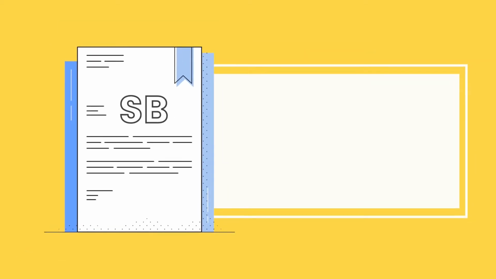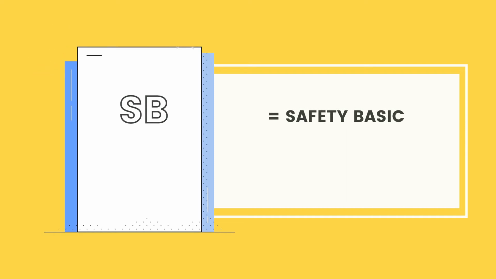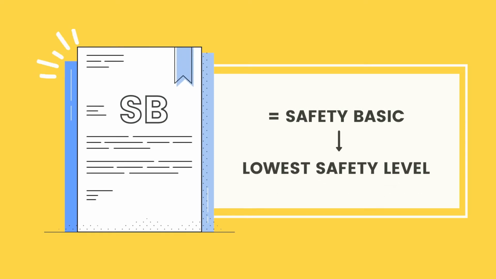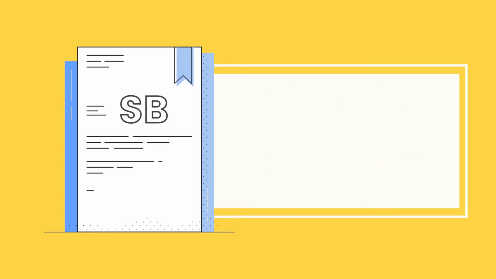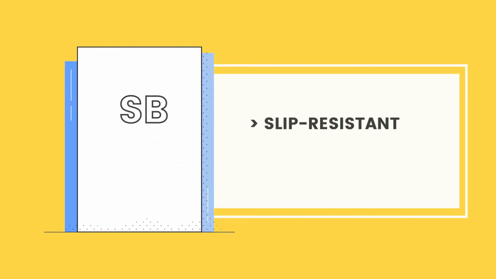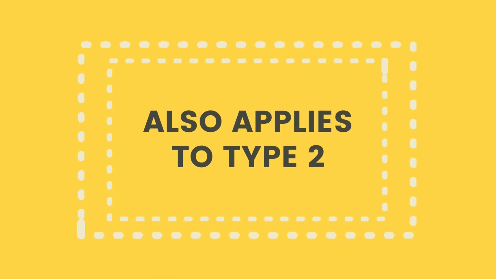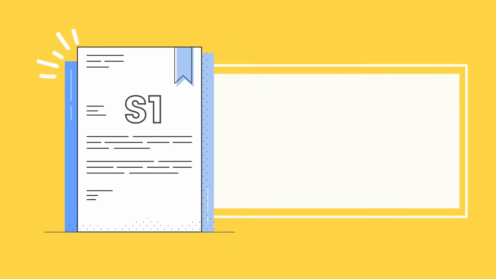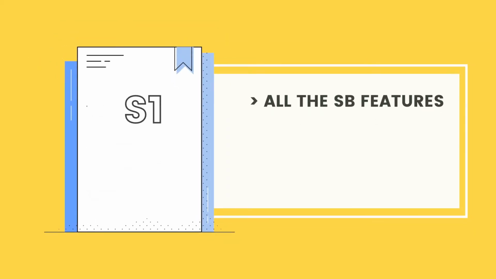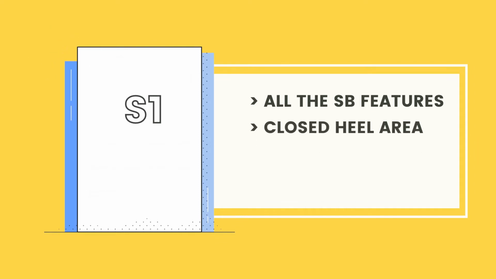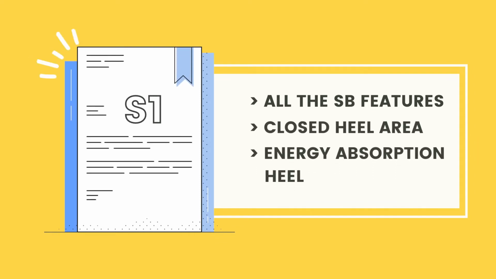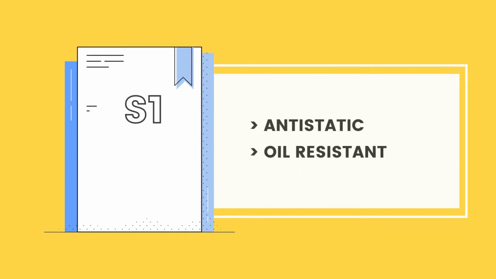SP. SP stands for Safety Basic, so it's the lowest safety level of this standard. SP-rated footwear is slip-resistant and has a safety toe cap that protects your feet at 200 joules impacts. This code also applies to the second type of footwear. S1. S1 footwear has all the SP features, has a closed heel area, as well as an energy absorption heel, and is anti-static and oil-resistant.